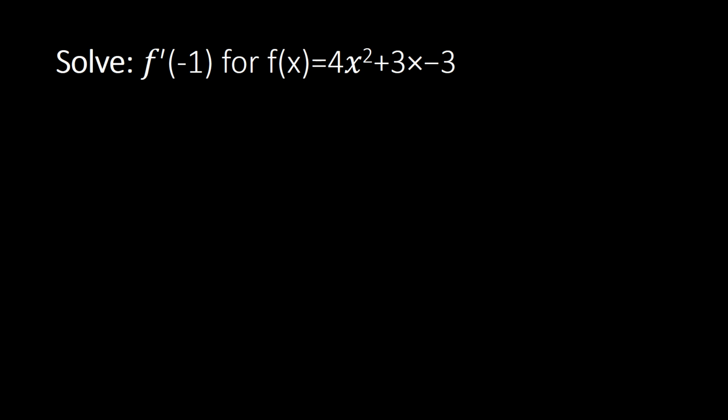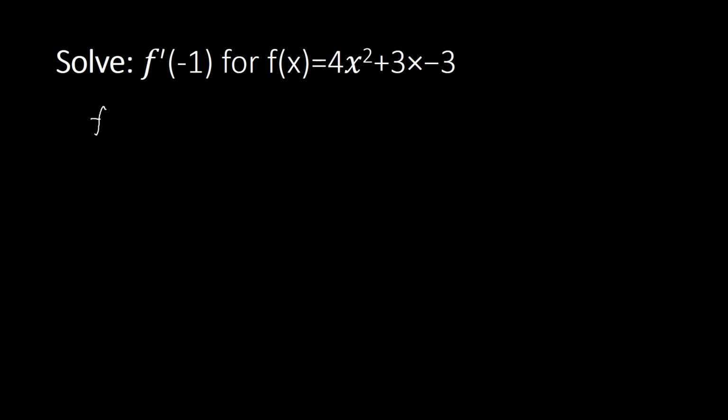This time we're going to talk about derivatives. Okay, let's start solving f prime of -1 for f of x equal to 4x squared plus 3x minus 3. First, we are going to solve for the derivative of this, and then after that, we are to substitute the value of x, which is -1.